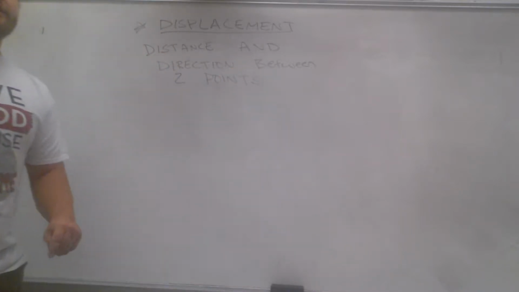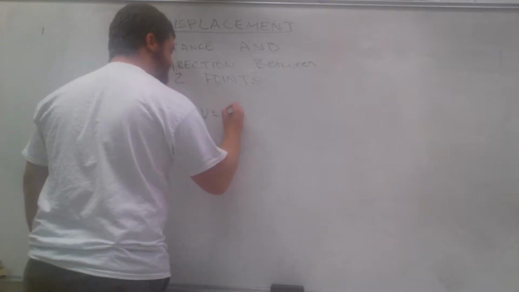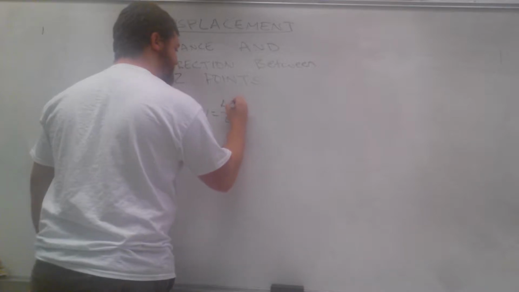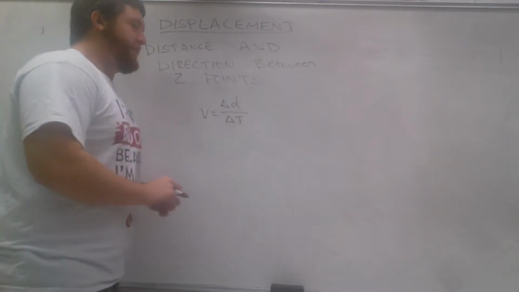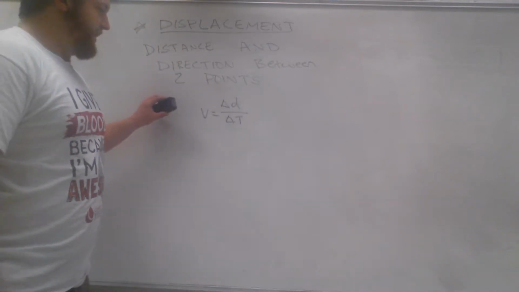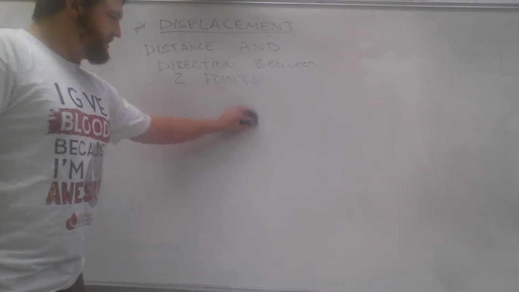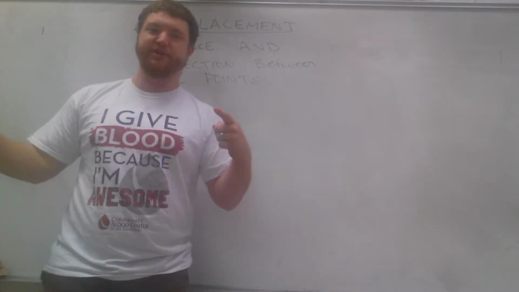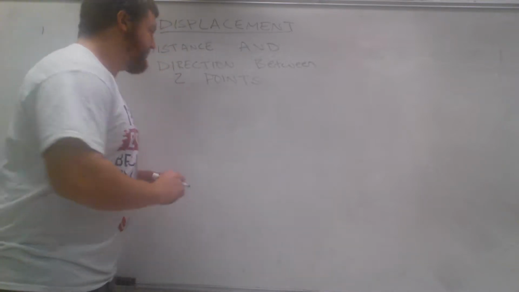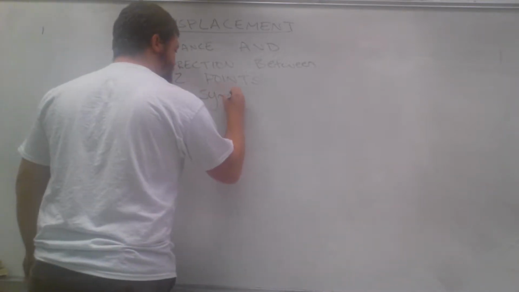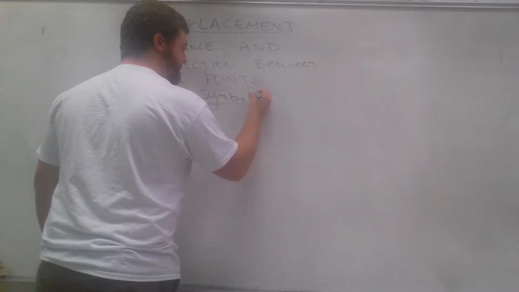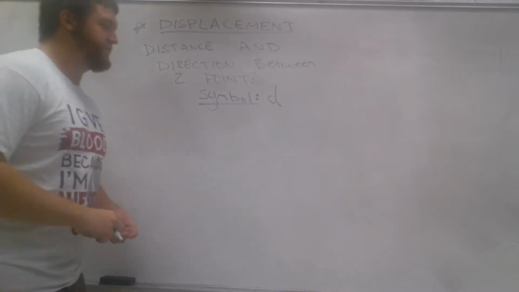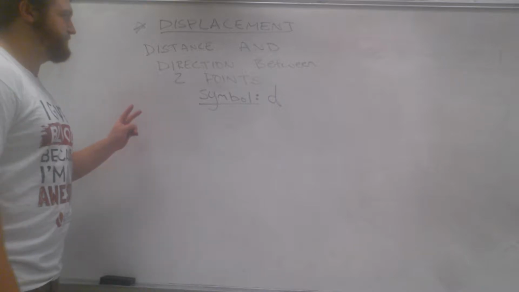What's important is, I know you've probably seen this. It's actually a lowercase d. Velocities are changing distance over time. This d does not stand for distance. Anytime you see a d in physics, it does not stand for distance, it stands for displacement. The reason being is we don't want just the distance, we want the direction in which we moved. So the symbol is just a lowercase d. Write that down. So displacement is the distance and direction between two points. Remember, you need both of those in order for it to be displacement.